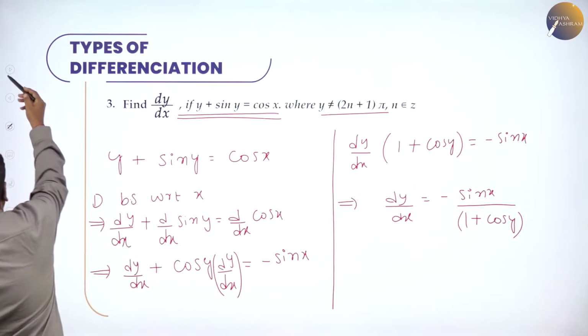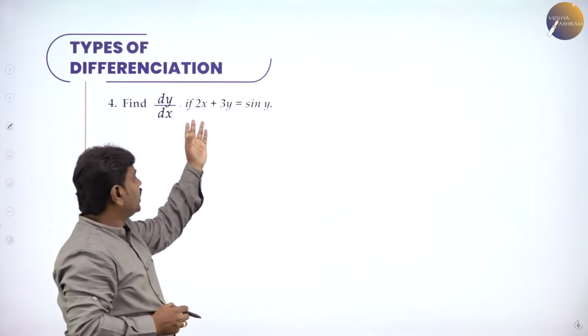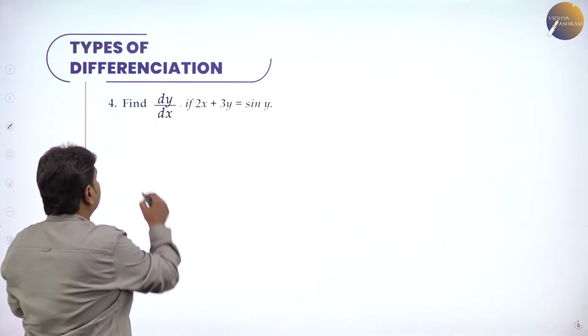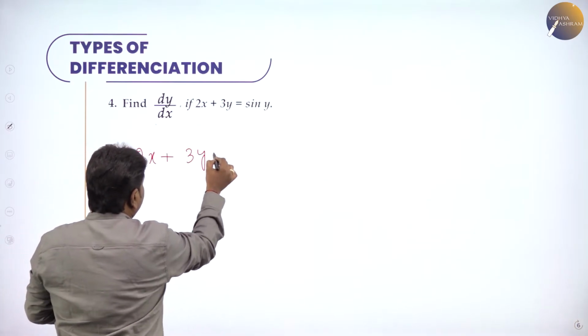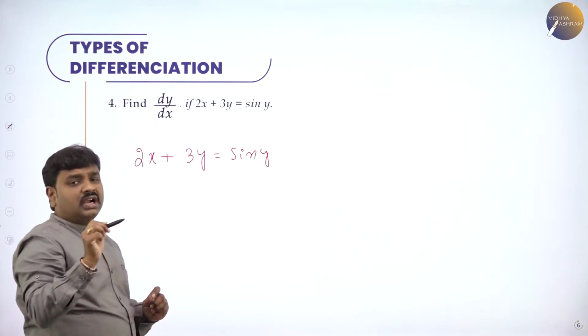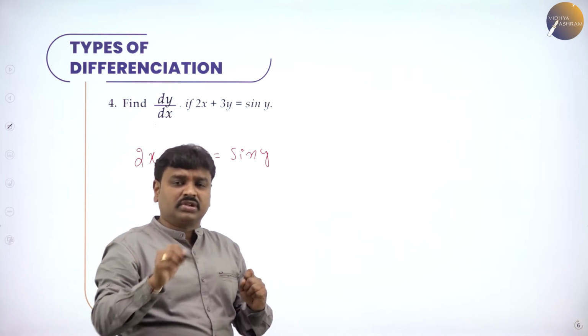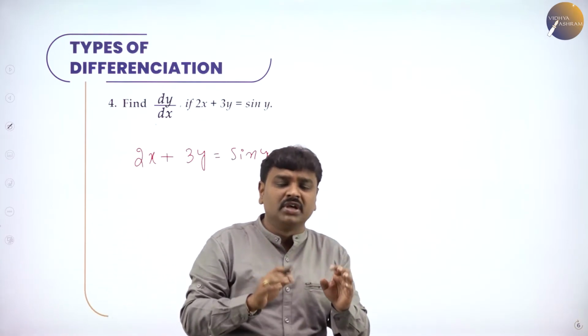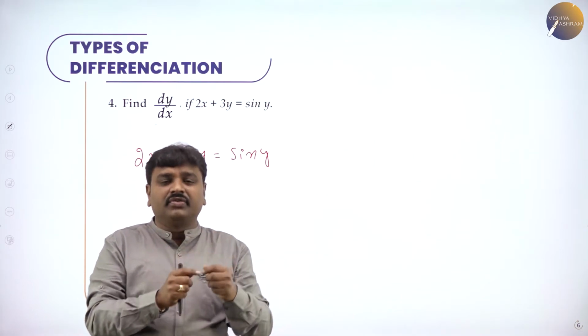Next, going ahead, if 2x plus 3y is equal to sin y, again you can observe it is implicit. So they give 2x plus 3y is equal to sin y. My question to you, is it implicit or not? They will not tell you it is implicit, differentiate both sides. If there is a product, use the product rule. If there is a quotient, use the quotient rule. In the problem there will be no specification. You should observe and decide which type it is.